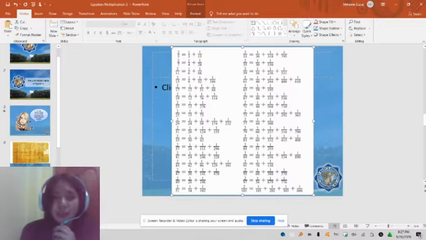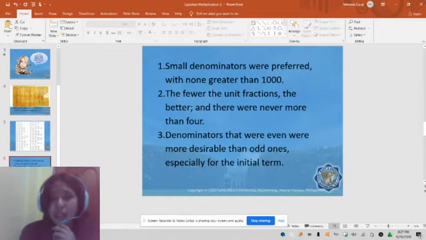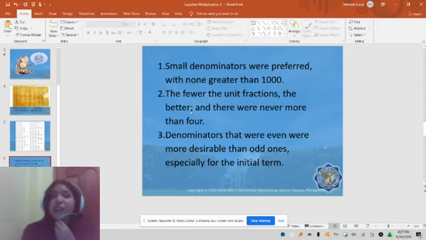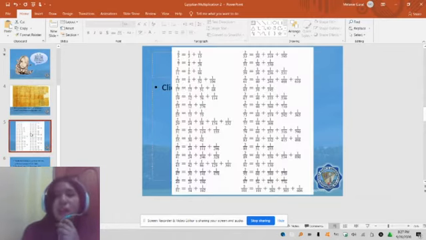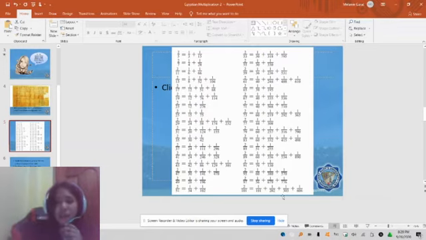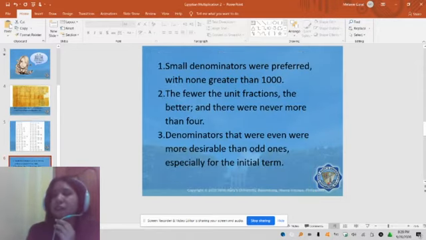So with this, the mathematicians came to a conclusion about the guide used by Egyptian mathematicians. First, small denominators were preferred, with none greater than 1,000. If we go back to our table, we cannot see a denominator equal to 1,000. We have 790, 610, 776, but none higher than 1,000. Then, the fewer the unit fractions, the better, and there were never more than 4. That was already emphasized.